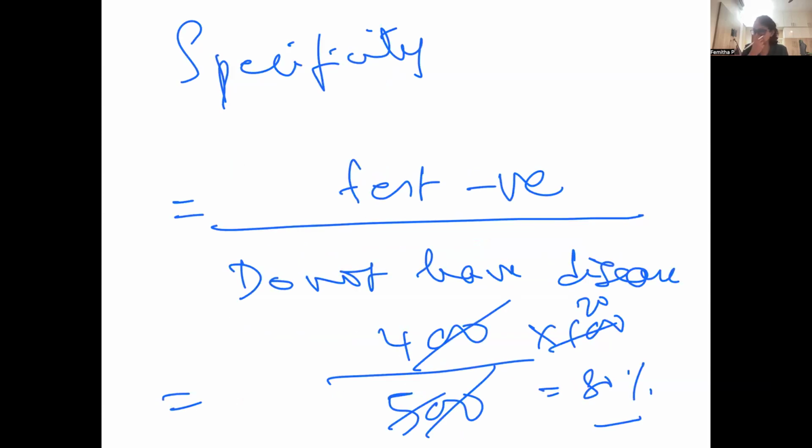But if it is a specific test, it means that out of all those who have no disease, many of them will test negative. So if you have a highly specific test being positive, then you can almost be sure that the disease is actually there. Okay? Because you will almost always be sure that the patient has the disease. So your chances of a diseased person getting a test negative is going to be very, very less.